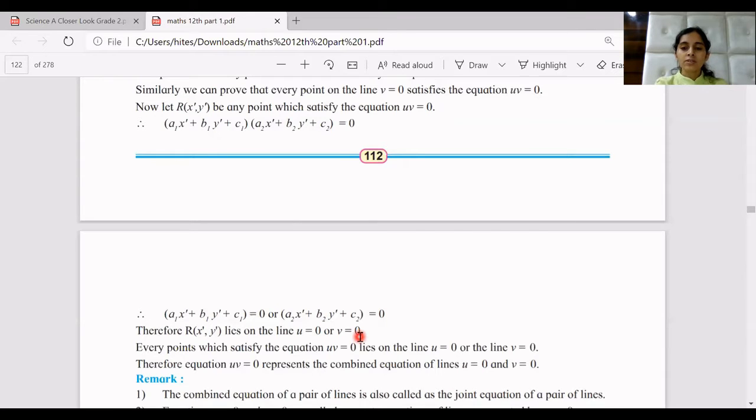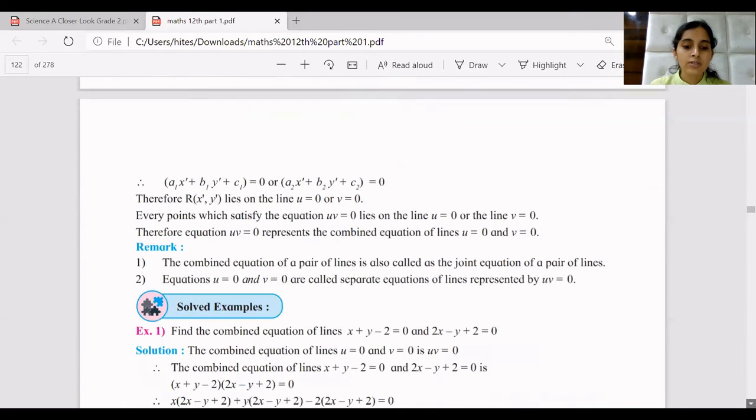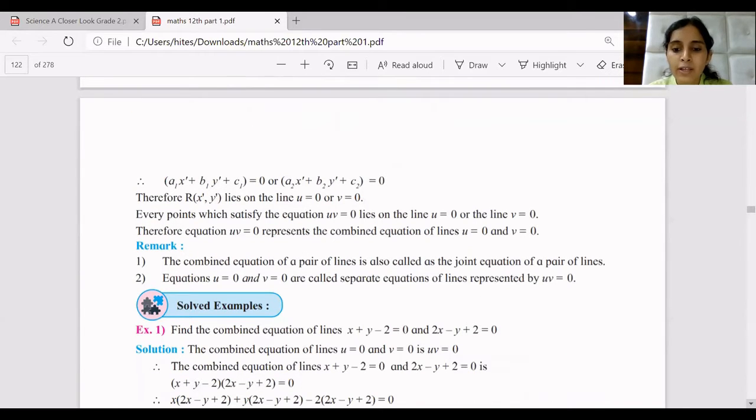So it's basically just proving that if one point lies on u equal to 0, then it lies on uv equal to 0. If one point lies on v equal to 0, then it also lies on uv equal to 0, and then vice versa. So every point which satisfies the equation uv equal to 0 lies on the line u equal to 0 or the line v equal to 0. Therefore, equation uv equal to 0 represents the combined equation of lines u and v. The combined equation of a pair of lines is also called a joint equation of a pair of lines. Equations u equal to 0 and v equal to 0 are called separate equations of the lines represented by uv equal to 0.